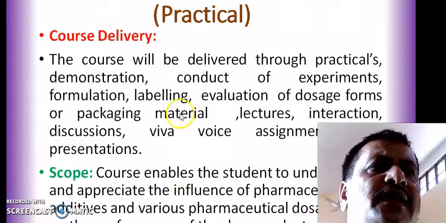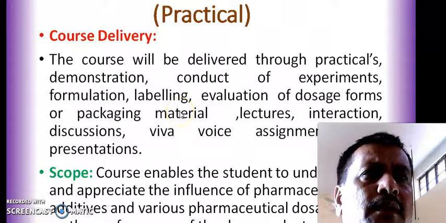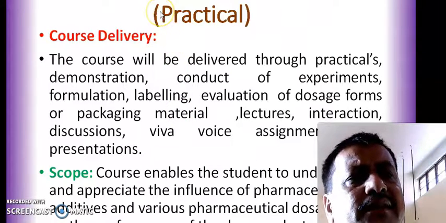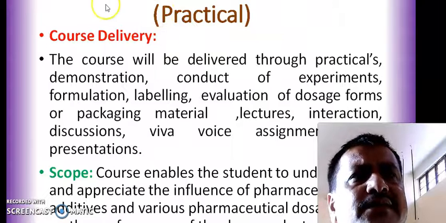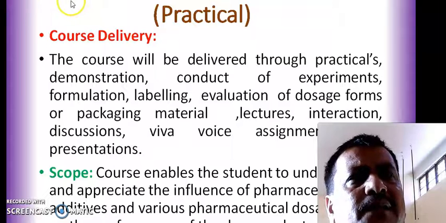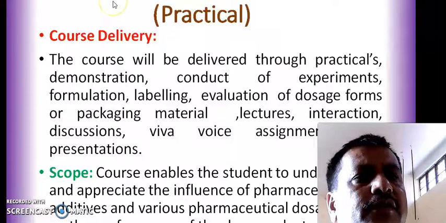Now for the course of Industrial Pharmacy 1, the code which has been given as per PCI is BP 506P. So BP stands for Bachelor of Pharmacy, 5 stands for your 5th semester, and 06 stands for subject number 6, which is a practical subject.